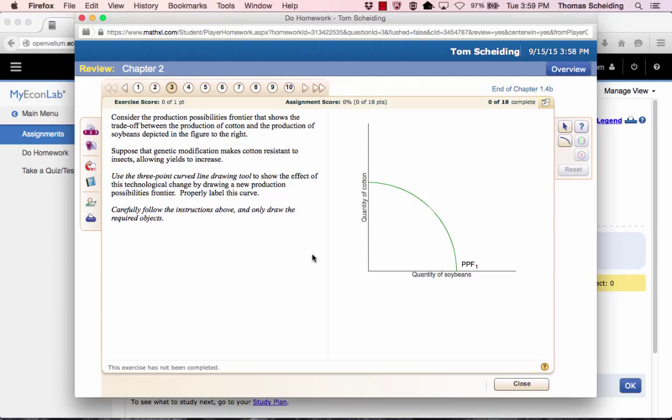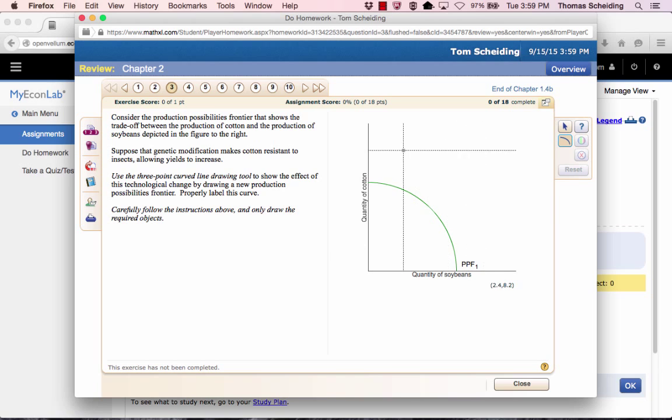And the event that happens that we need to talk about is that there's a genetic modification that's going to make the cotton resistant to insects. And what that's going to do is it's going to mean that you can grow more cotton now than you previously would have been able to. Now, the key thing to pay attention to here is that that genetic modification is only affecting cotton, not soybeans. So what that means is that for every unit of soybeans, the cotton will be greater. And that's what you need to solve this. That information is what you need to solve this problem.